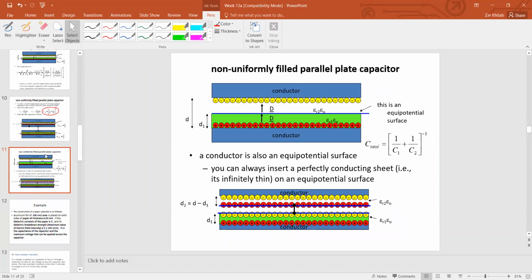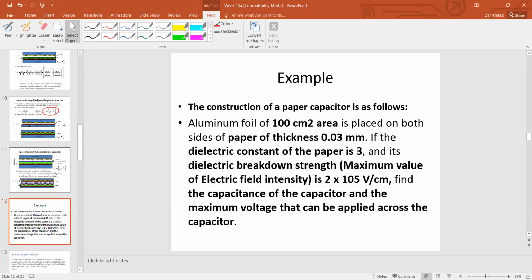Then we saw a very simple example, let's just go through it. If you want me to solve this, I can do that very quickly. Aluminum foil of 100 square centimeter area. The conductor is aluminum, which Americans call aluminum, and the area of this is 100 centimeter squared, placed on both sides of the paper of thickness 0.03 millimeter.